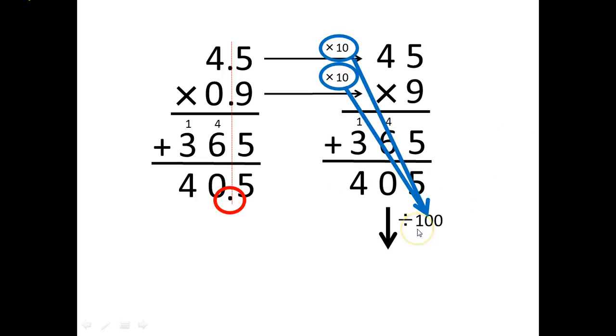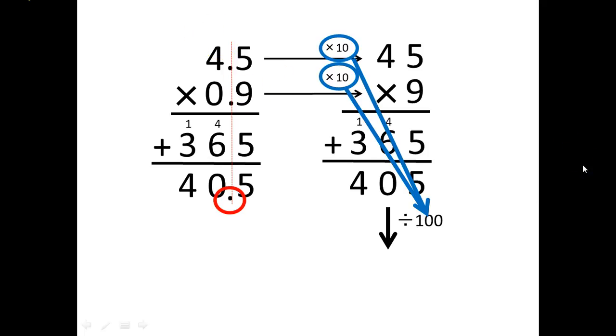by 100. Why 100? Because 10 times 10 is 100, right? So we multiplied 100 to this number sentence to change to that number sentence. So we could then divide this product, 405, by 100, and then it should match with the answer. That should be the product for this number sentence here.